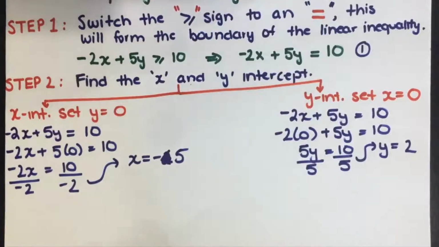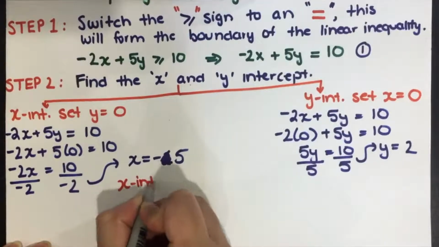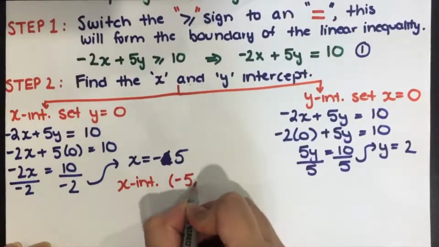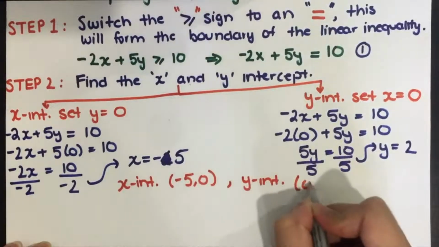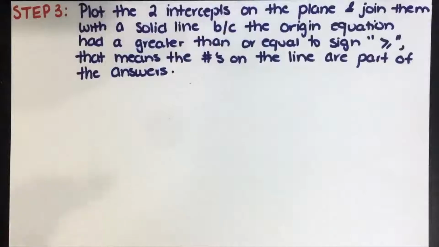Okay, so now let's move on. So our x-intercept is negative 5, comma 0, right? And our y-intercept is 0, comma 2. Okay, so now we're on step 3. Step 3 is basically the last step where we have to plot the two intercepts on the plane. So we need to join the two intercepts with a solid line because our original inequality had a greater than or equal to sign, right? So that means all those numbers on the line are part of our answer.